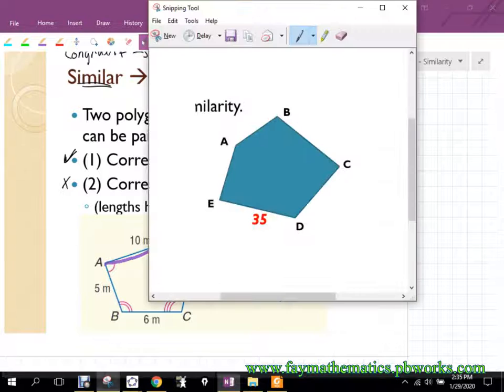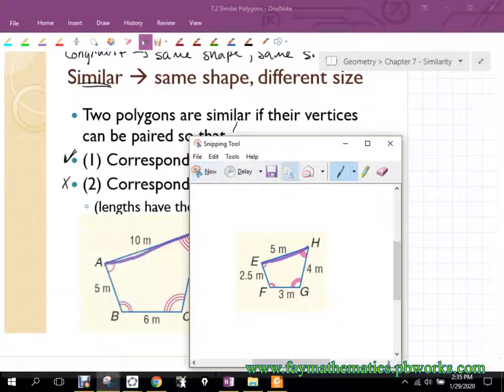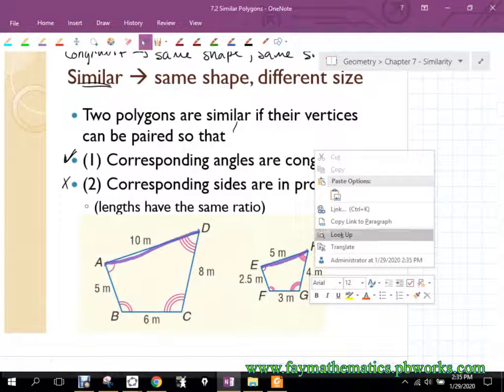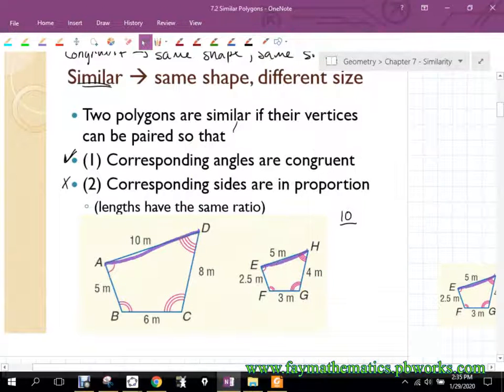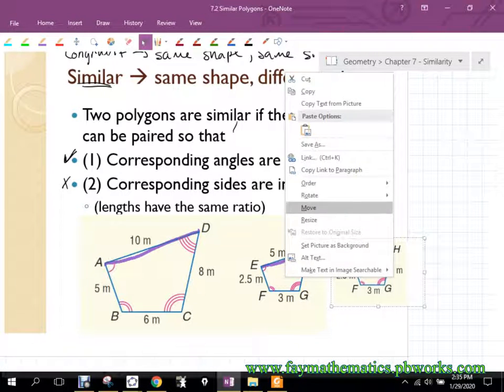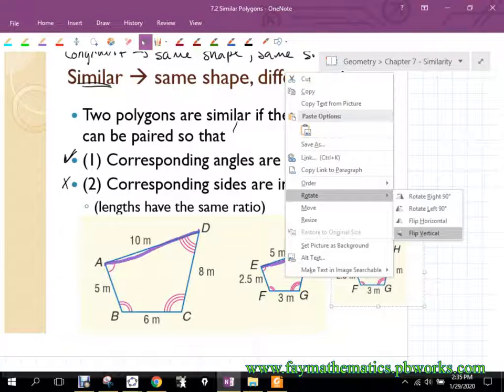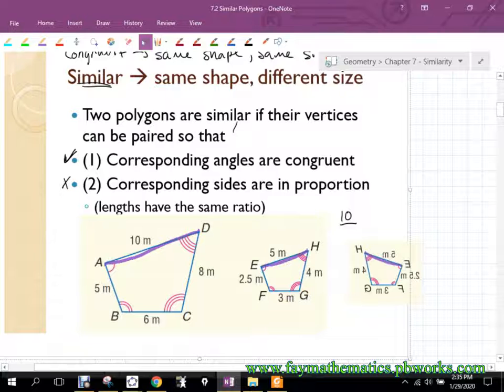Let's say I take this shape, paste it, and now I think I can do a, see where it says flip anywhere? There you go, flip horizontally.